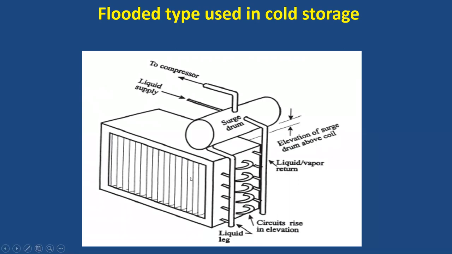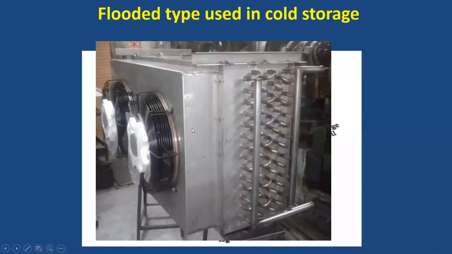On this side the air comes and comes in contact with the evaporator coils. So it is cooled, and then it is delivered to the cold room, the cold storage room. So this way we can recognize it: if it is provided with a surge drum, then it is definitely flooded. From outer construction we cannot recognize whether it is flooded or DX. But if it is associated with a surge drum or accumulator or float type valve, then definitely it is a flooded evaporator. This is a pictorial view of a flooded evaporator, with the typical two lines and the surge drum, which is not in the picture, but it is connected here at the system.